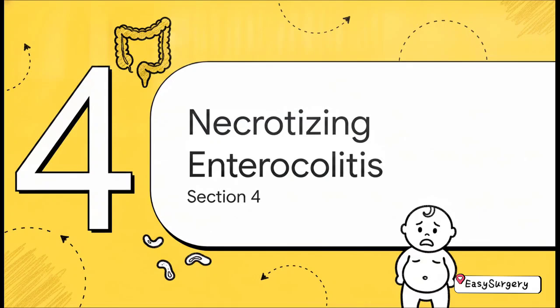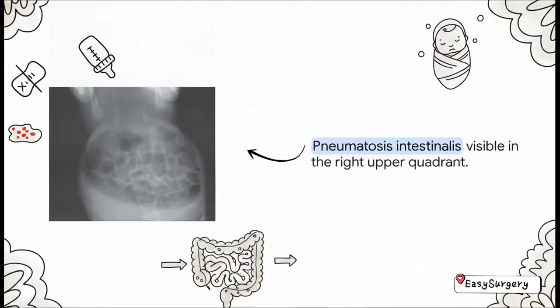Section 4. Necrotizing enterocolitis, or NEC. Zoom in on the right upper quadrant here. Do you see that weird, bubbly, almost cystic appearance right inside the bowel wall? That is pneumatosis intestinalis.